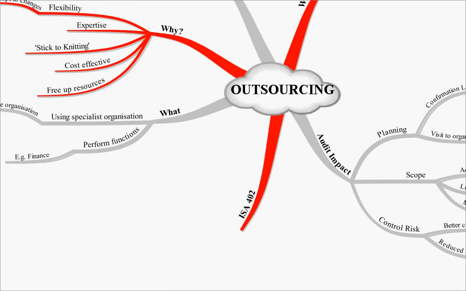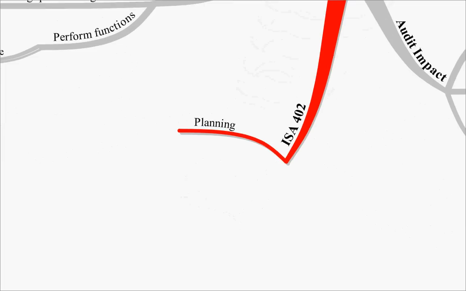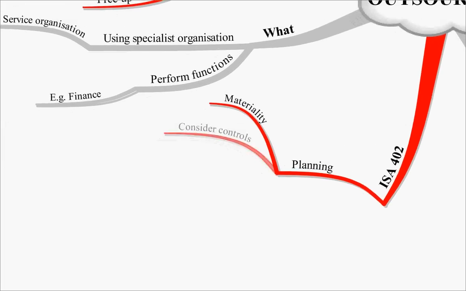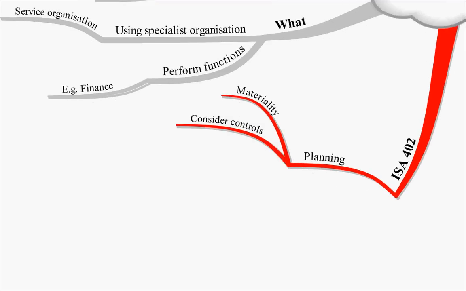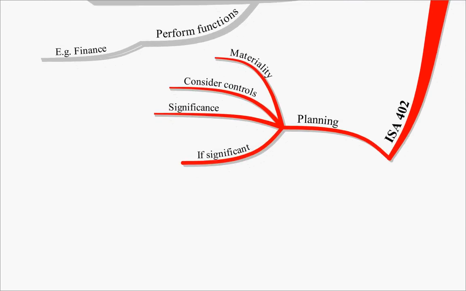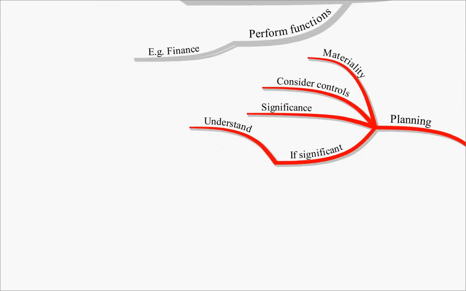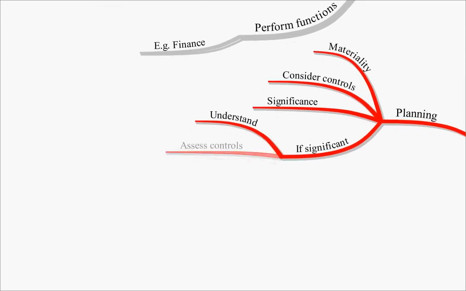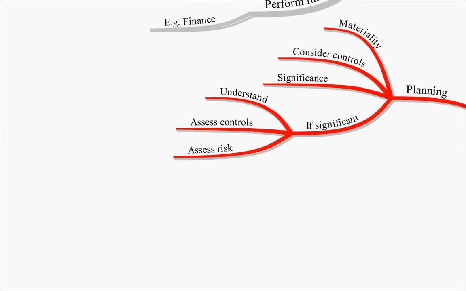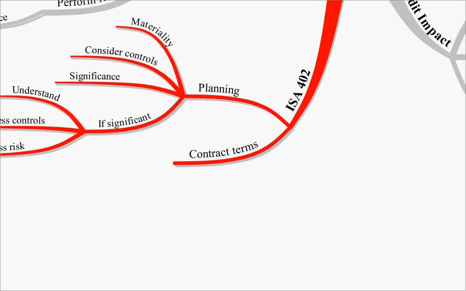So ISA 402 gives us some guidance on these areas. It says specifically on planning, we've got to look at the materiality of the area. You've then got to consider the controls that the outsourcer has. If it's a significant area, then you've got to understand exactly what function the outsourcer is performing. The access controls that they have, you need to look at the risk. Is there a risk involved? And then you need to look at the contract terms.